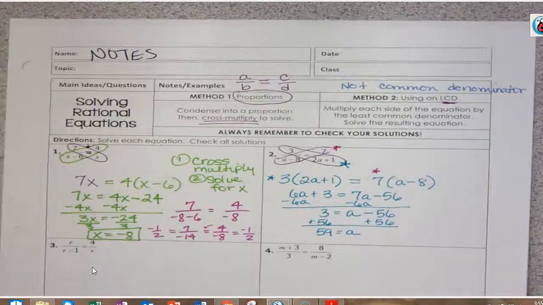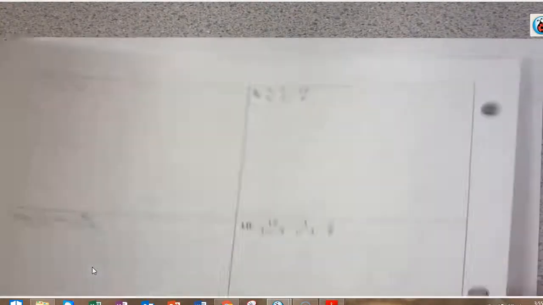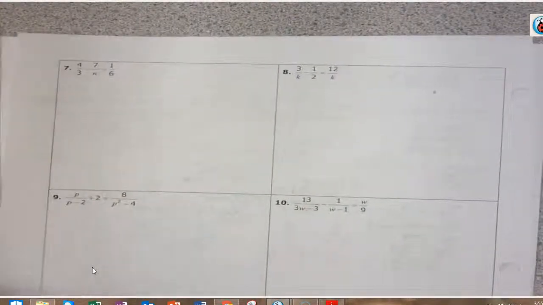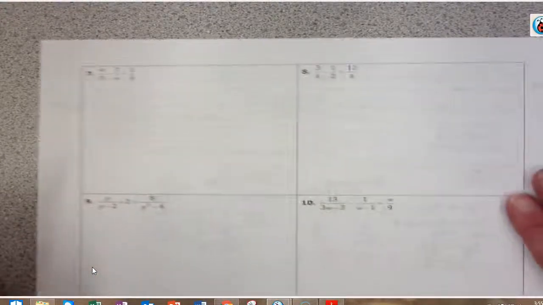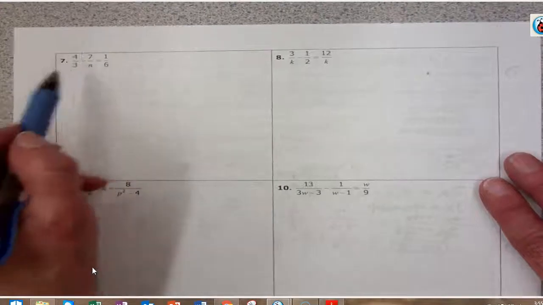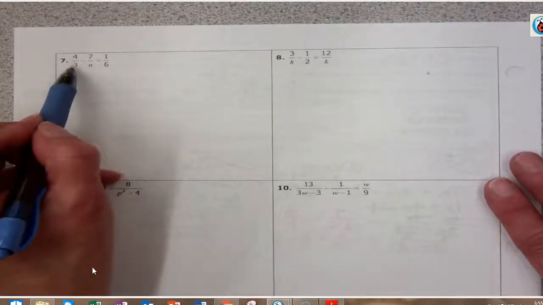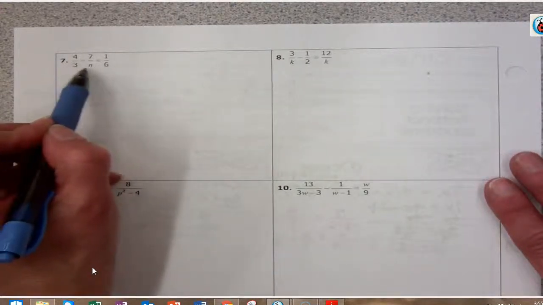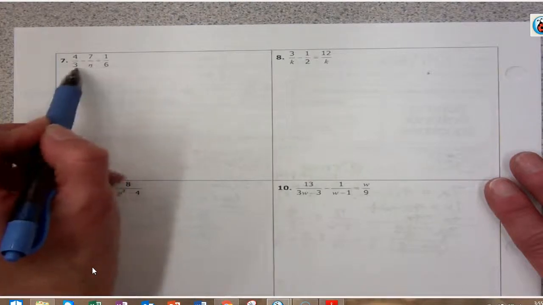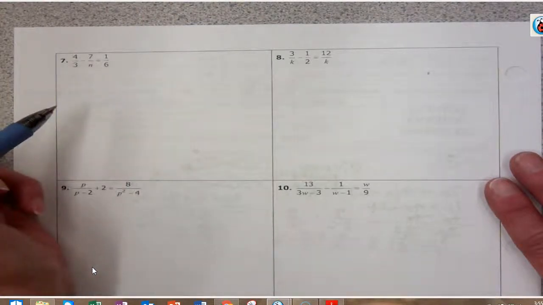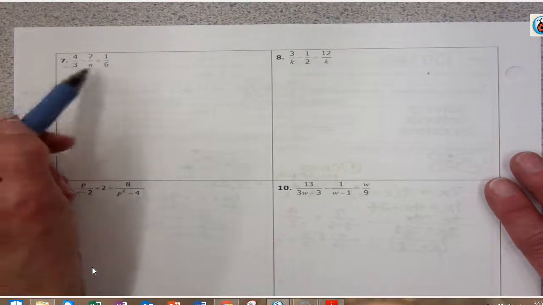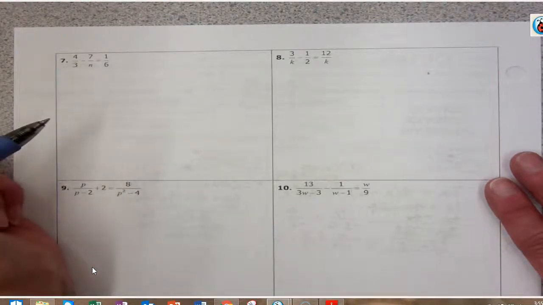So we're going to flip the page over. We've done all these. Those are on the back. As you can see, it's kind of like when we added and subtracted fractions. Here we've got three fractions, and none of them have common denominators. So we've got to figure out how to get rid of the denominators.